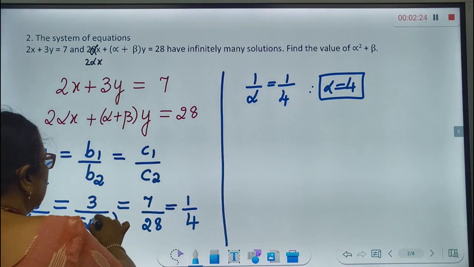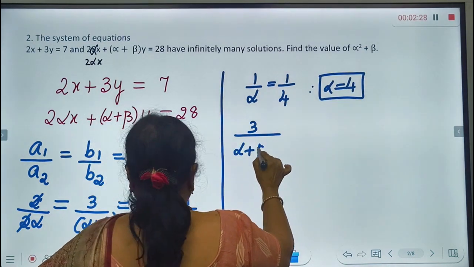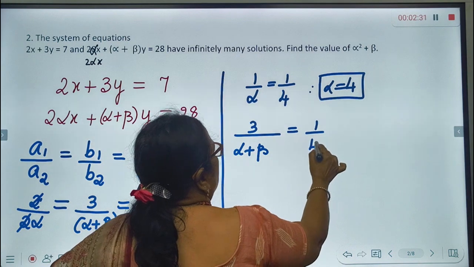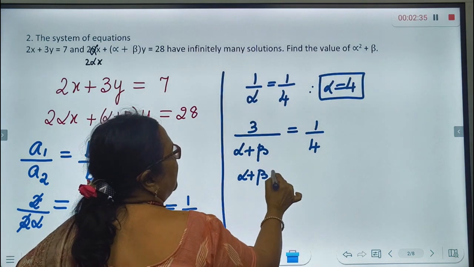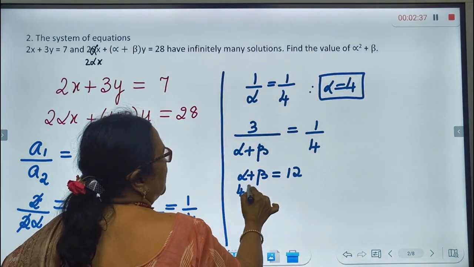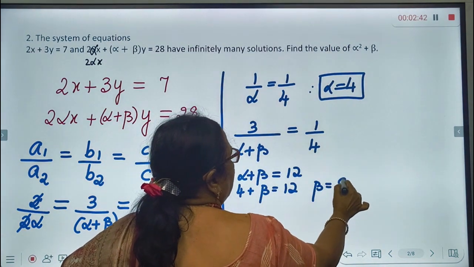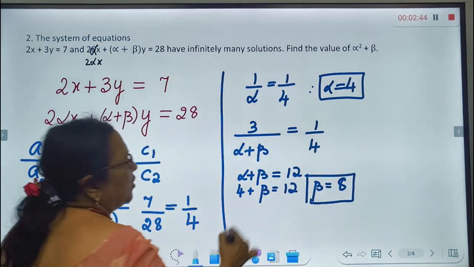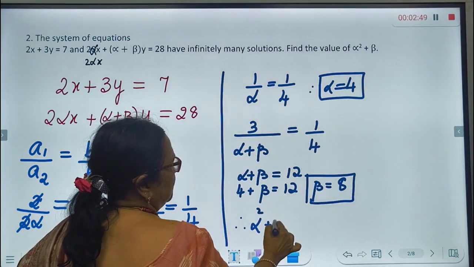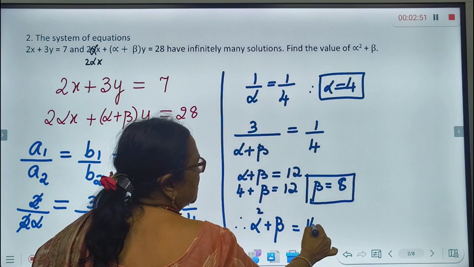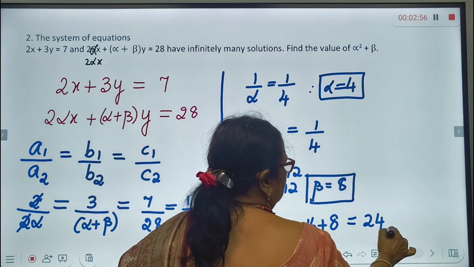Now, comparing 3 by alpha plus beta equal to 1 by 4. Okay, so what do you get? Cross multiplying, alpha plus beta is 12. So 4 plus beta is 12. Therefore beta equal to 8. Alpha is 4, beta is 8. Therefore alpha square plus beta will be 16 plus 8, which is 24.